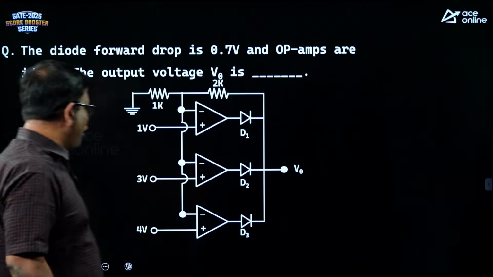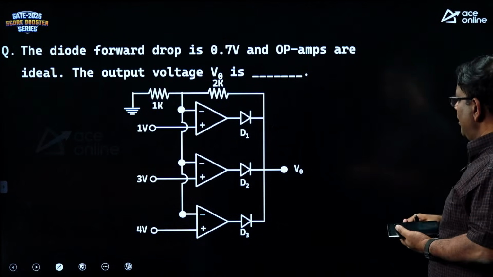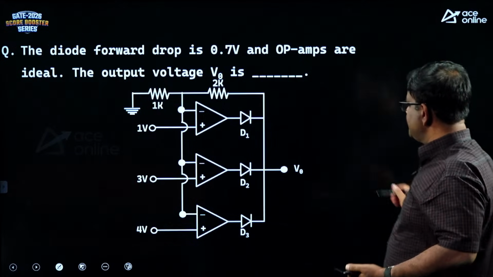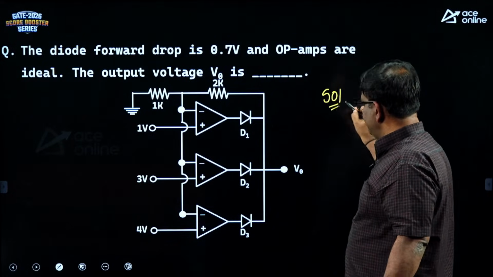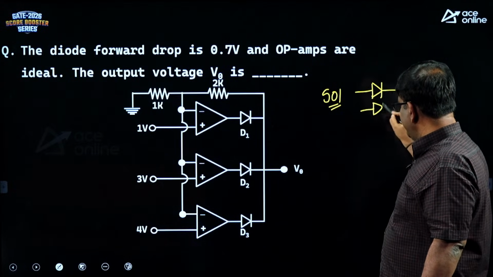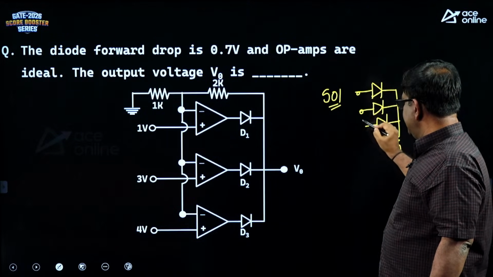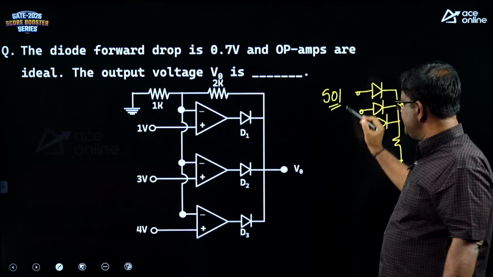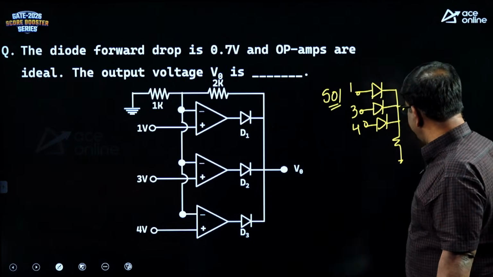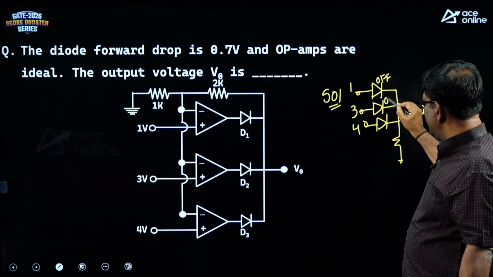The diode forward drop is 0.7, and op amps are ideal. The output voltage V0 is, how do you solve this problem? See, a similar problem we would have done in the class where diodes are tied at a common point. When diodes are tied at a common point, the diode that experiences more potential difference will switch on. For example, 1, 3 and 4. So, this 4 minus 0.7, you will have 3.3 here, and these two diodes will go to off state. This is something we have done in the class.